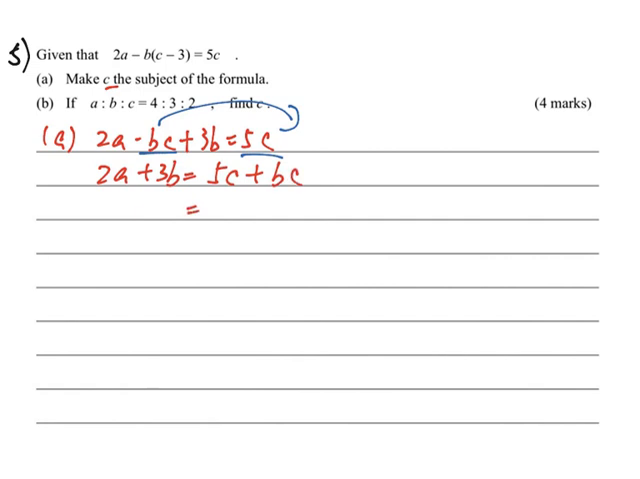Then we'll take out c. c open bracket 5 plus b, equals 2a plus 3b. Finally, we'll divide. So c equals 2a plus 3b over 5 plus b.